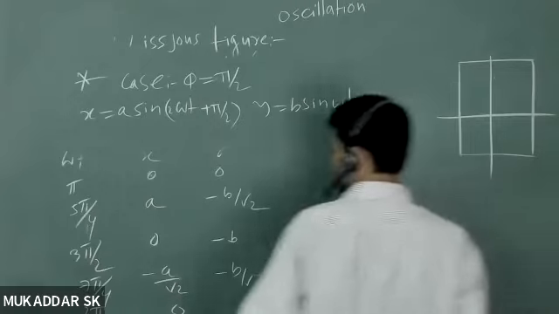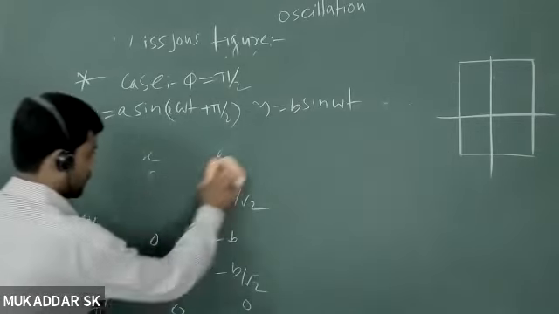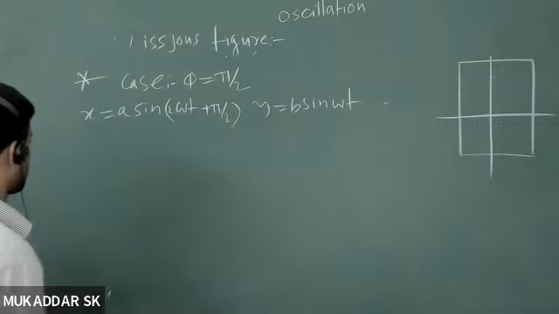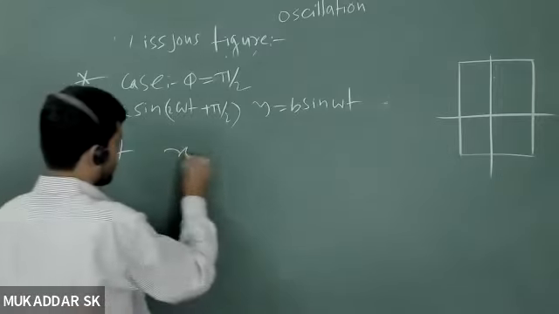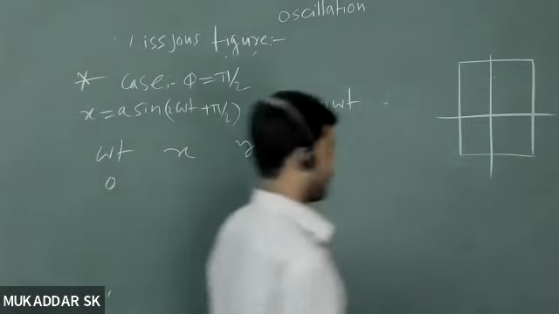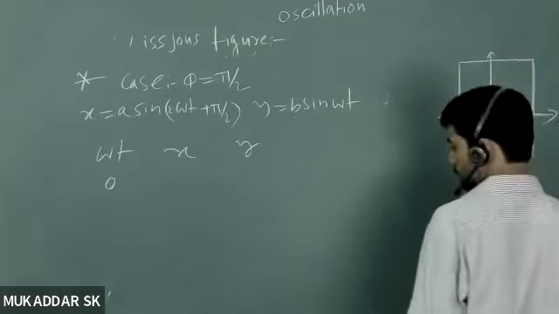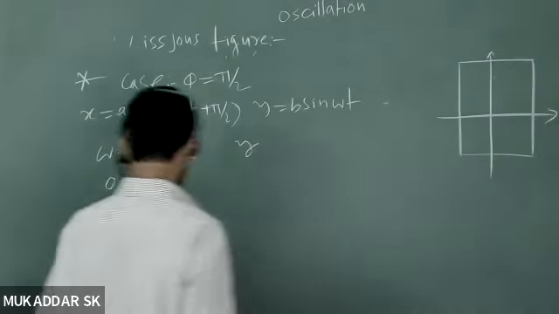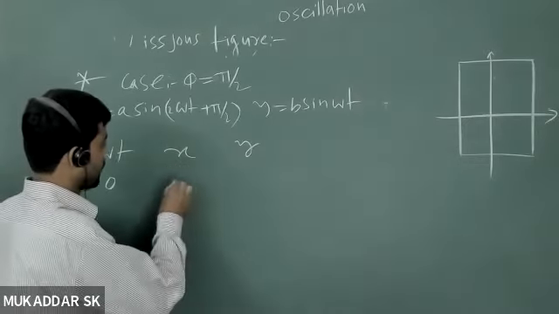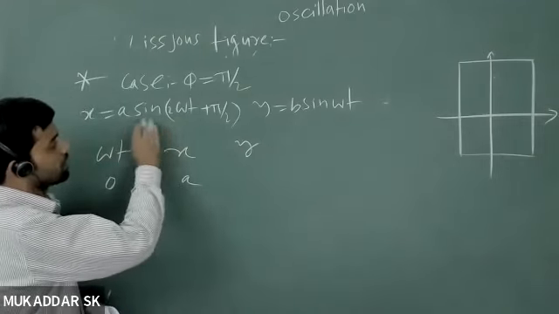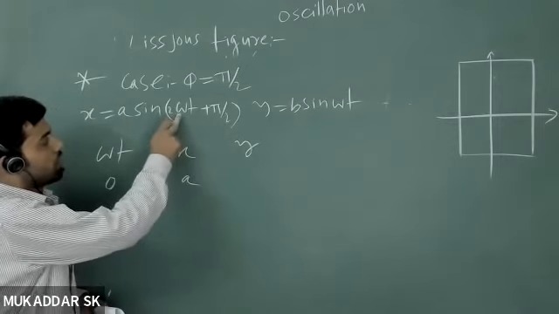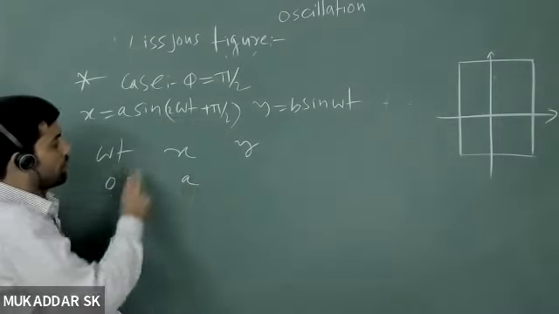Okay, now we'll see for different times. You tell me, okay? If omega t is 0, what will happen to x and y? Tell me. X is zero, or A? Okay, omega t is 0, x will be how much? A, right? No, not 0, because you already have pi by 2. So this term is 0, sine of 0 plus pi by 2, sine pi by 2, x will be a.